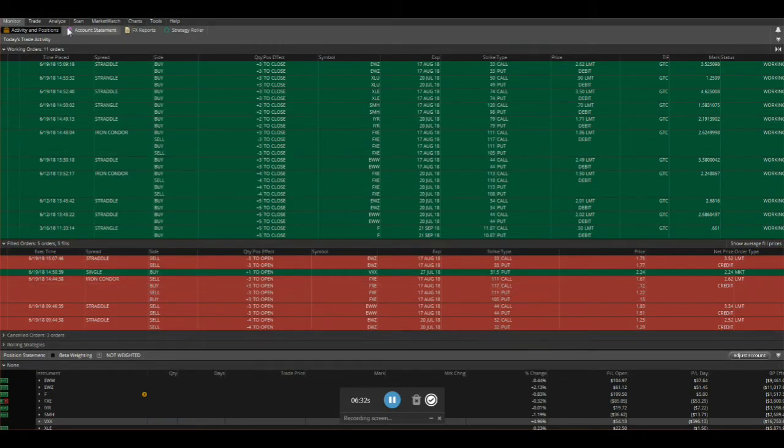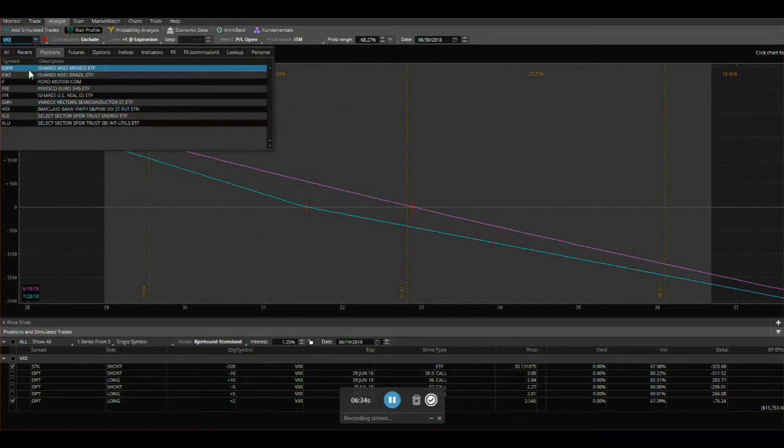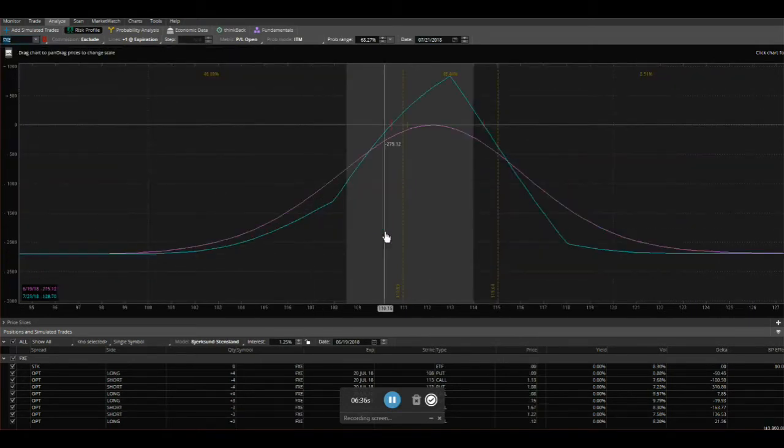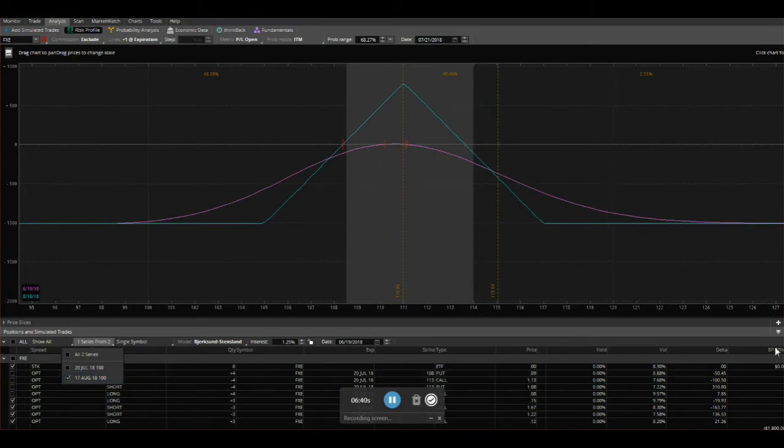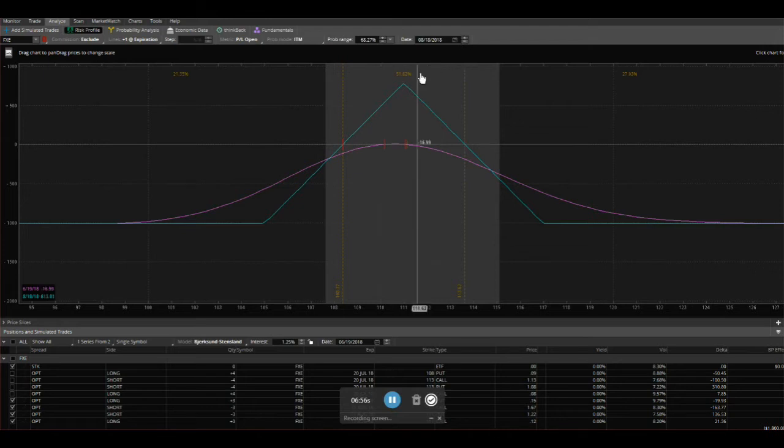FXE is our last trade. Let's go to our Analyze tab and add FXE. So FXE, we're going to go to the trade that we added today, which was this August position, and we'll reset these slices to our break even. And then we'll also change this to the 18th. This is our first position in FXE. So what we have right now is a probability of profit of 51.62%.